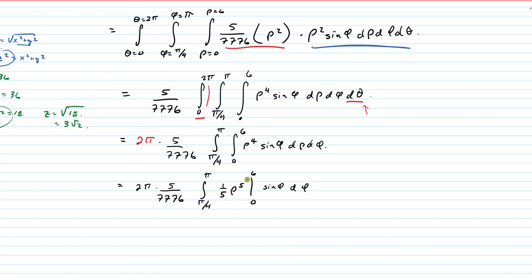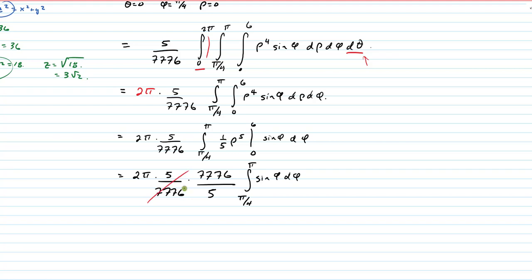This is going to give me 1/5 rho to the, so 6 to the 5th minus 0 to the 5th, all times 1/5. And so that just gives me 6 to the 5th over 5. 6 to the 5th is our 7,776. So that's really nice. What I'm saying here is that this will evaluate to be 2 pi times 5 over 7,776 times 7,776 over 5, where that was our 6 to the 5th power. So then we're just left with this, from pi over 4 to pi of the sine of phi d phi.